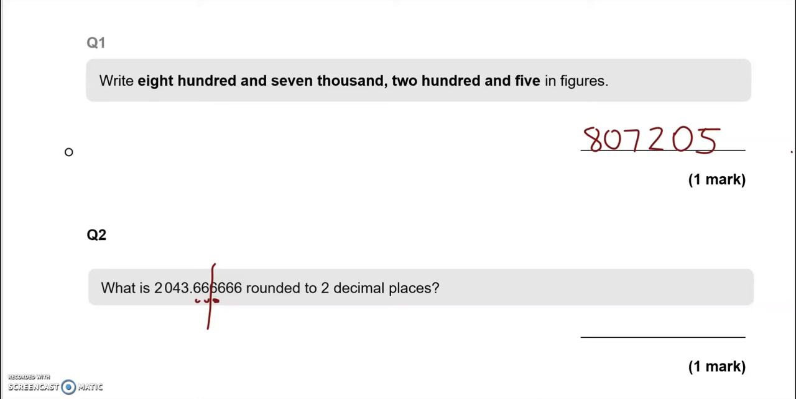So when it is a 5, 6, 7, 8 or 9, we round up. So that 6 before the line becomes a 7. So the final answer will be 2043.67.